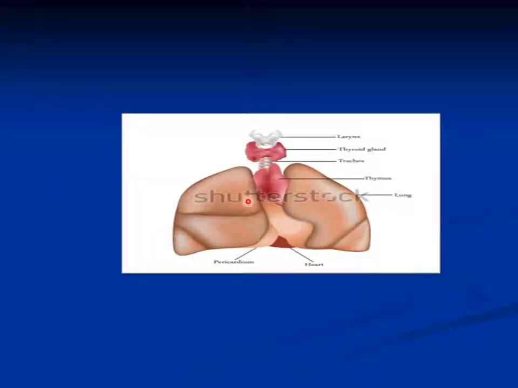This figure shows the thyroid gland, which is situated at the trachea. This is the thyroid gland here. This one is the thyroid gland. This is the larynx. This is the trachea. There are the thymus and the sternum bone. This is the thyroid gland, and that is the isthmus.